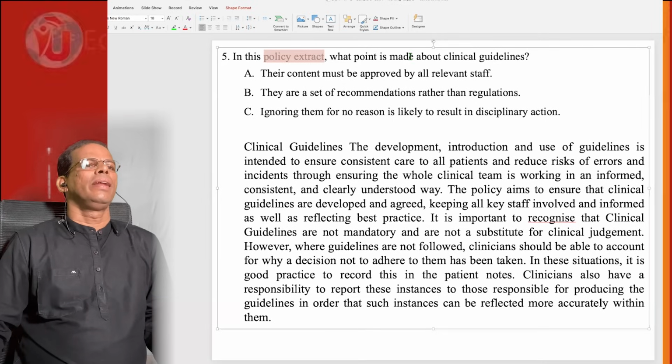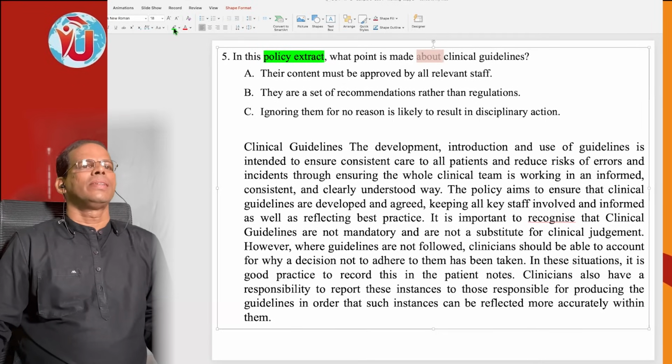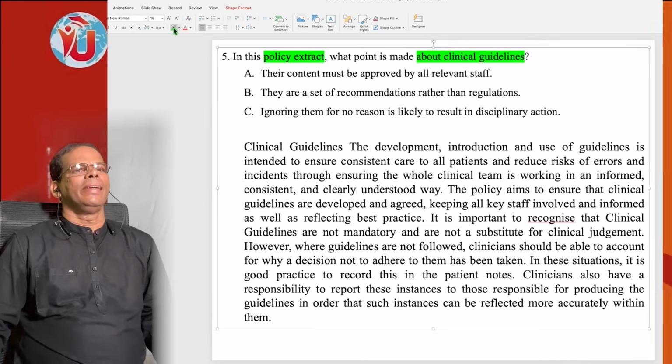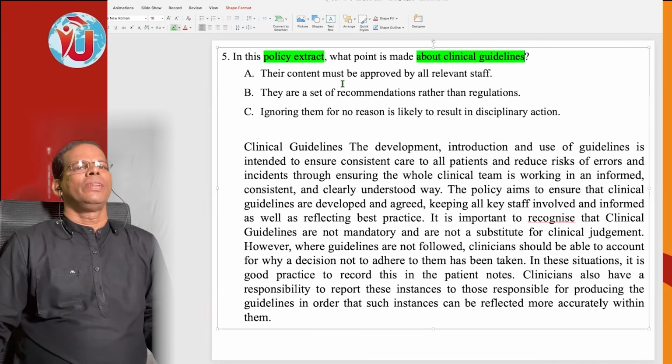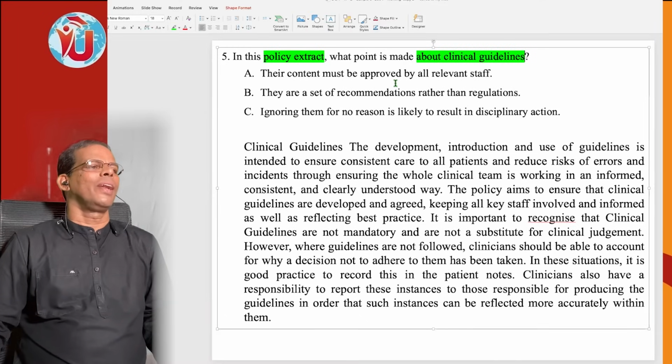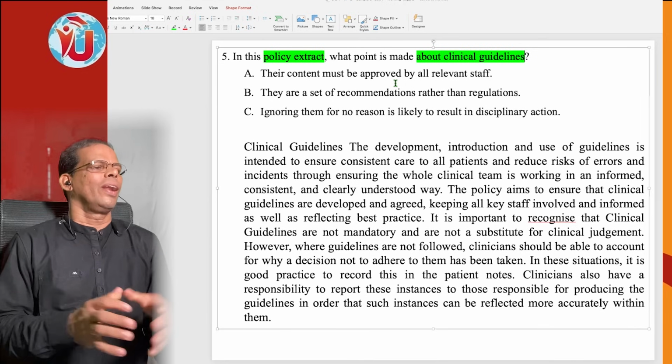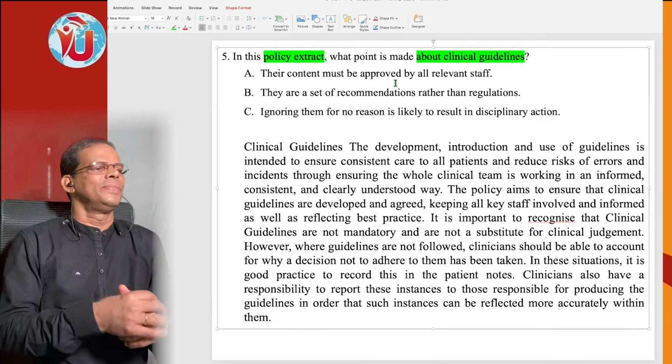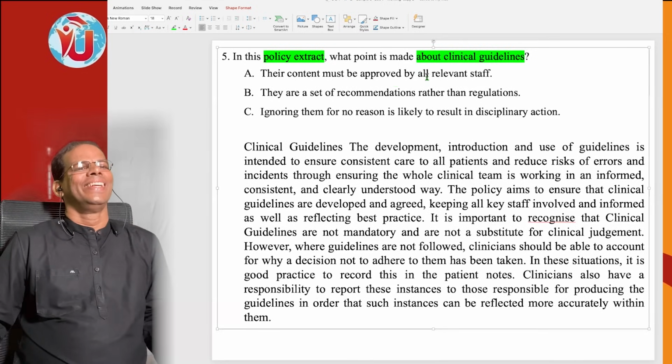What point is made about clinical guidelines? Guidelines. What does it speak about? Their content must be approved by all relevant staff. Absolute. Are guidelines usually applied by all the relevant staff? When you have a guideline in your hospital, will all the concerned staff sign under it? No, Father. Do you do that? No, Father. So there is an absolute here. Absolutes are always wrong. Eliminated. So immediately you can eliminate this. So that is done.